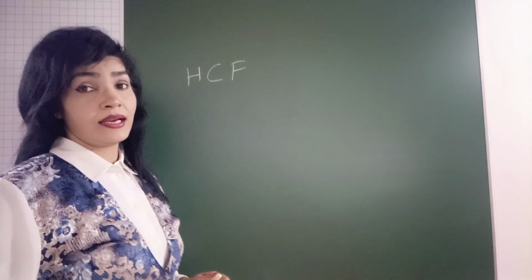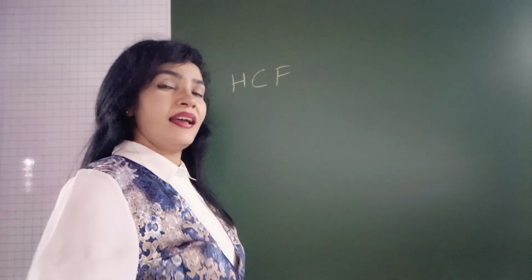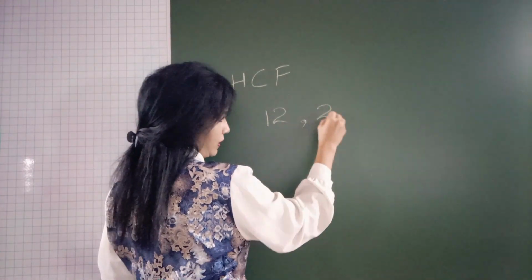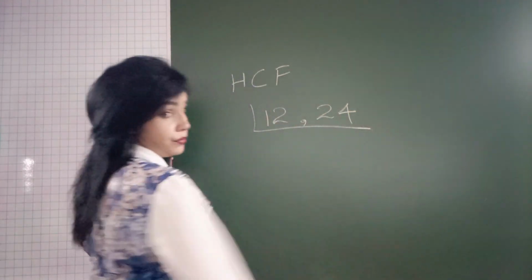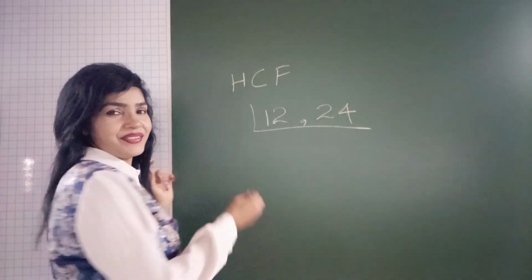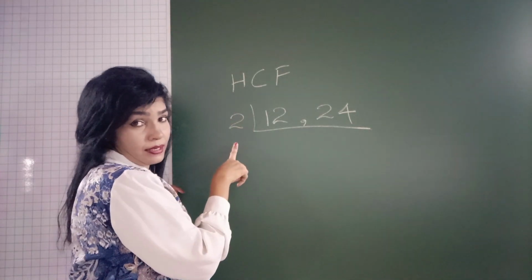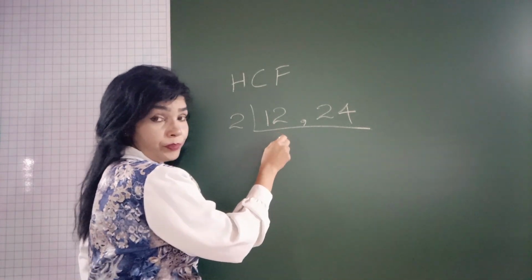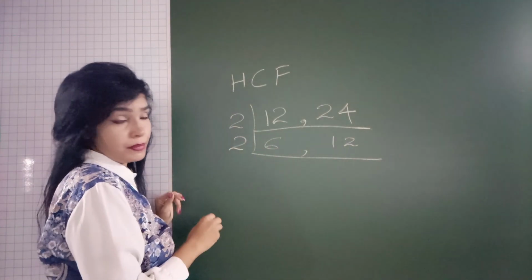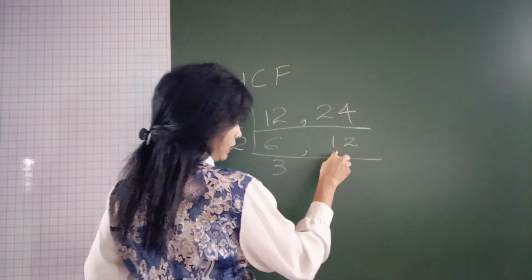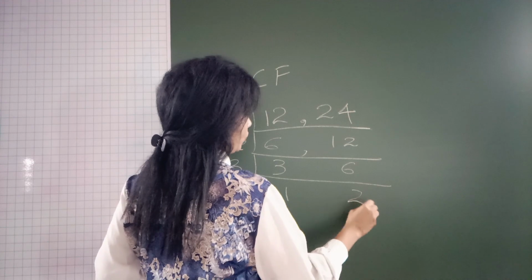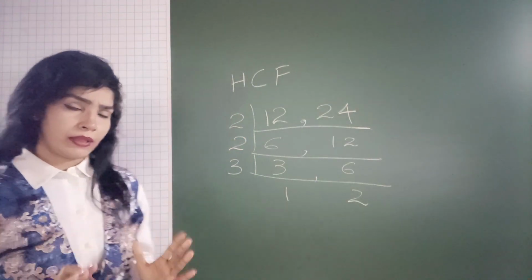Alright, now I want the highest common factor of 12 and 24, and I'm going to use the short method. Okay? 12, 24 we write together. First I divide by 2, so it comes here 6 and 12. Then again divided by 2: 3 and 6. Now I can divide by 3: 1 and 2.